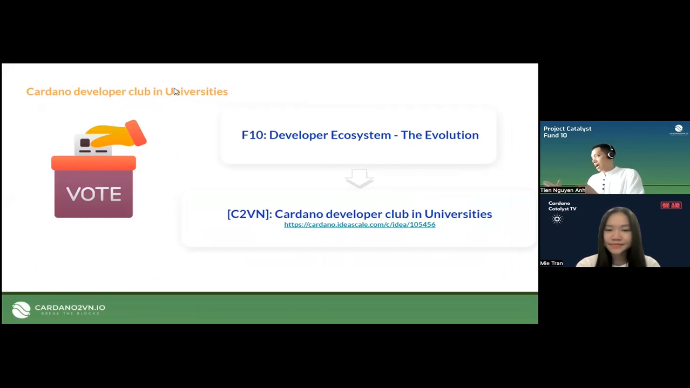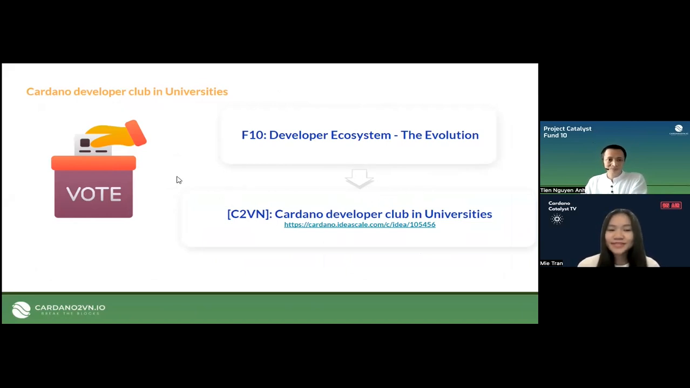If you think our proposal will bring more impact to the Cardano ecosystem and bring more developers to our ecosystem, please vote for us. And this is the information of our proposal.